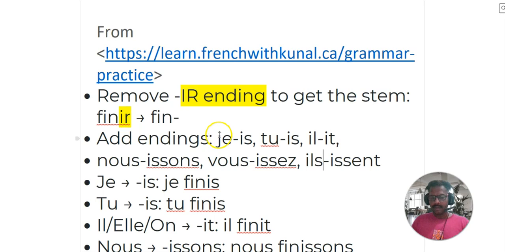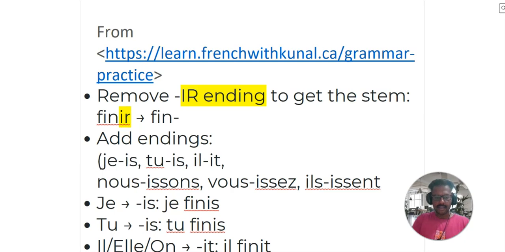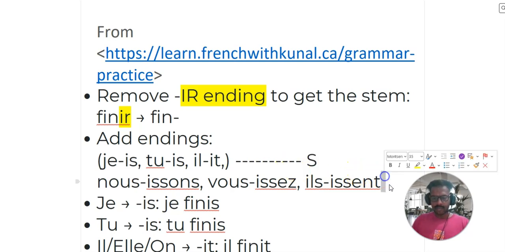So the good way to remember them is that I generally classify them into two categories. This first category I call singulier. This is all singular, so that's how we call it, singulier. And this one is plural, pluriel. There are three in each: nous, vous, ils.